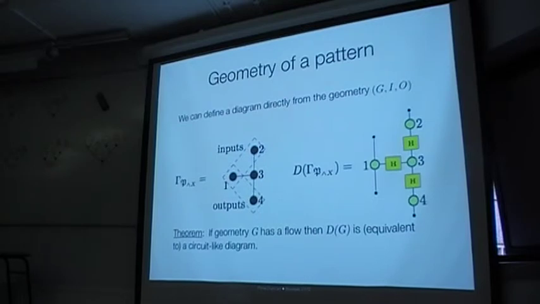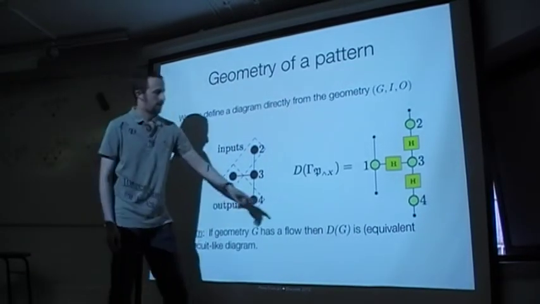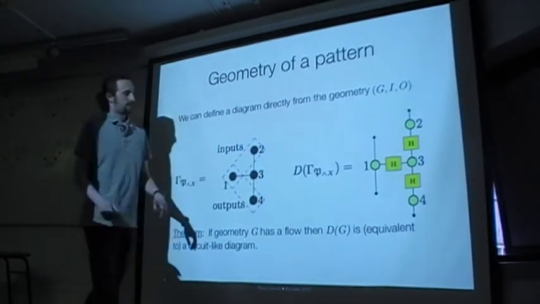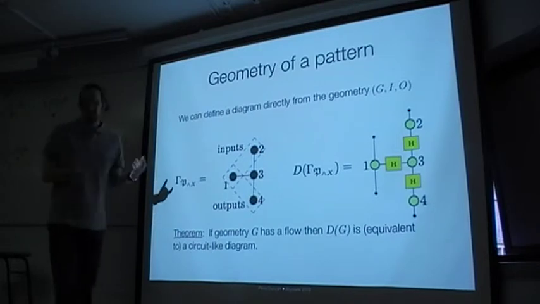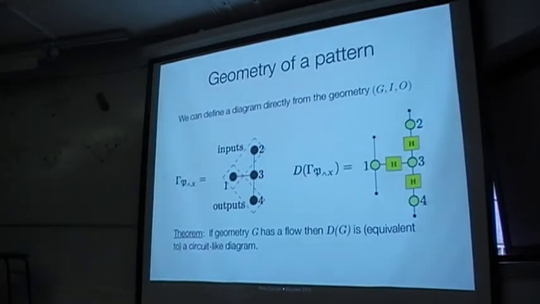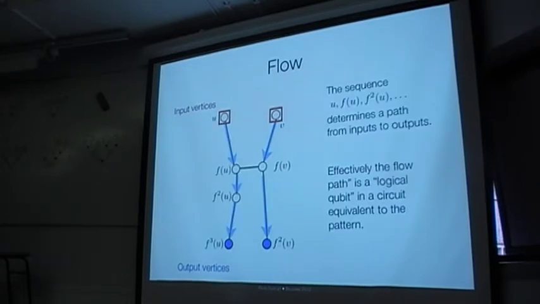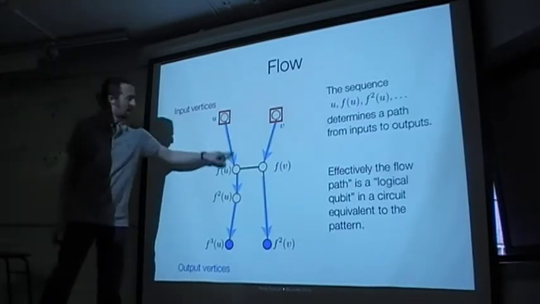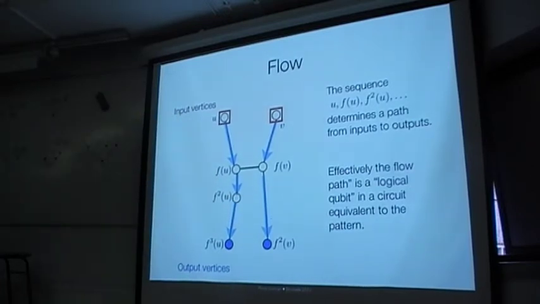Okay, and the theorem now says that if the geometry has a flow, then this diagram is circuit-like, or at least equivalent to a circuit-like diagram. And it's kind of obvious from this picture, right? These are the paths of my path covering, and my causality condition is essentially the same thing as the partial order.